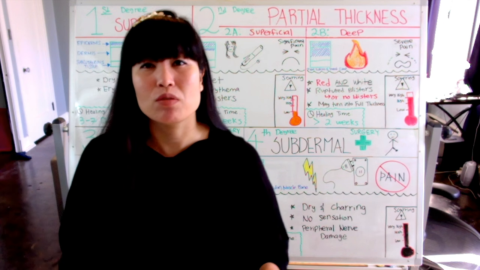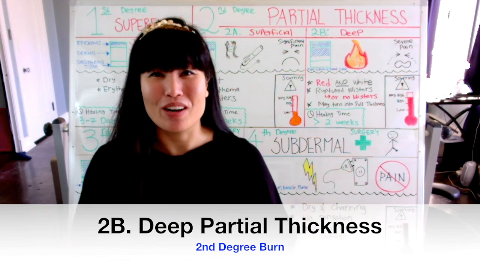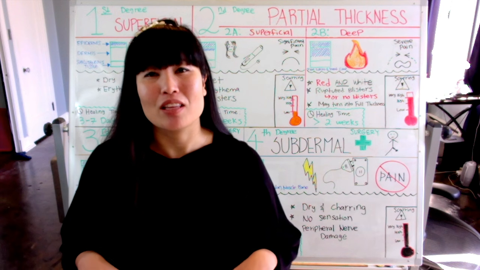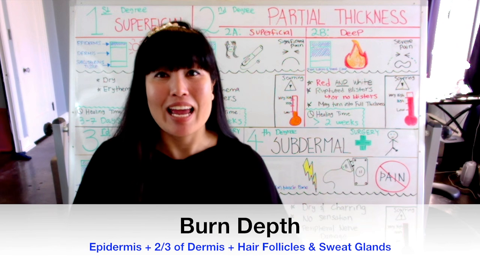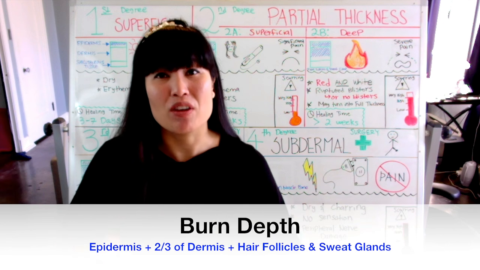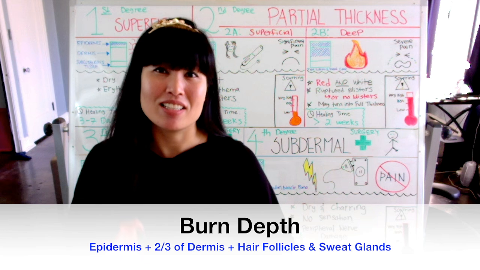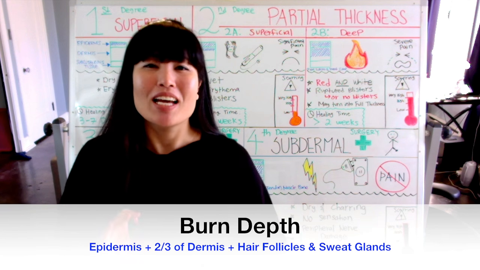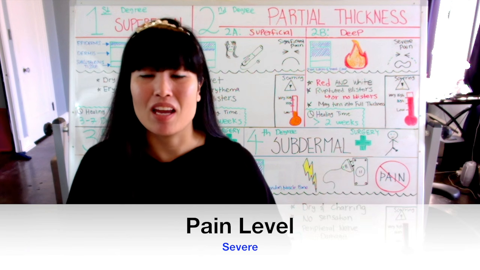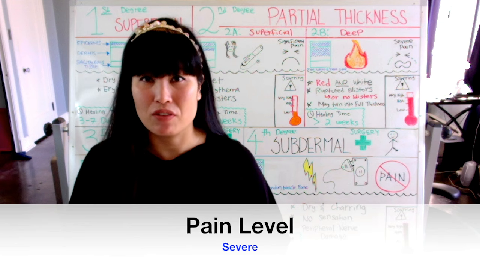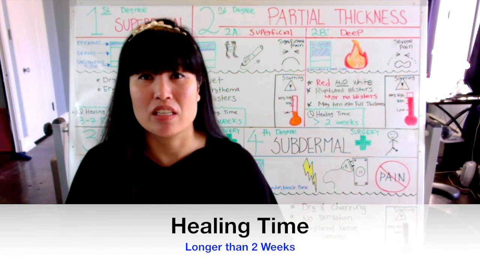Now, when you move to a deep partial thickness burn, you might guess that it now goes deeper into the dermis. So a deep partial thickness burn will be the epidermis, about 2/3 of the dermis layer. And because we're now involving more of the dermis, the sweat glands and the hair follicles are involved because they're contained in the dermis level. All right, and so with this burn depth, you will have severe pain. In fact, this might be the most painful level of burn, and it takes longer than 2 weeks to heal.